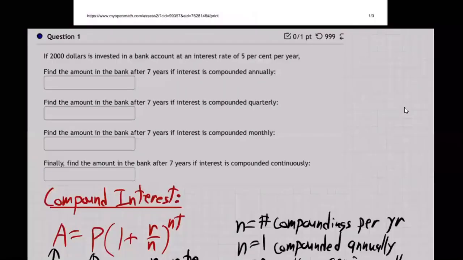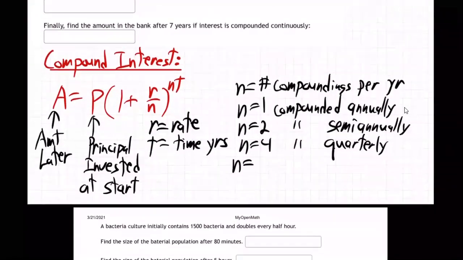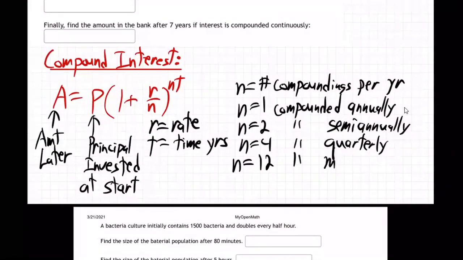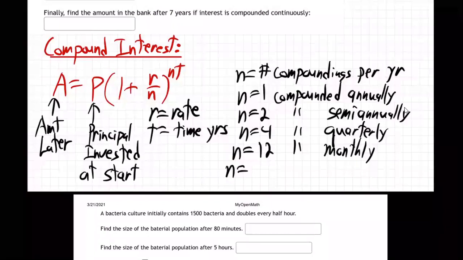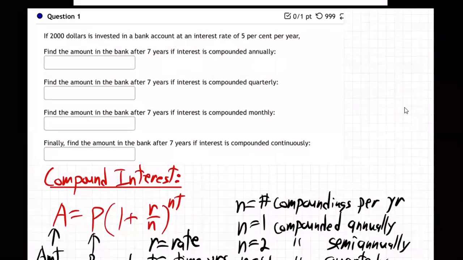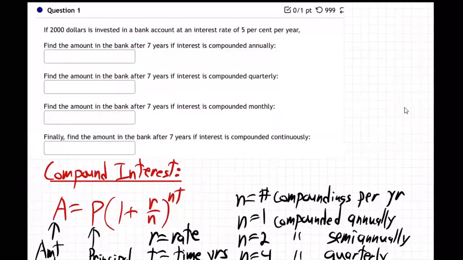n equals, what else do they say? Oh, monthly. Yeah, 12 if they say compounded monthly. I guess if they said daily, we would do 360 or 365. They would tell us on the problem. I'll just leave it at that. So n changes depending on how often the money is being compounded. Okay, so let's use that formula then. And then the last one, continuous, that has a special formula. I'll show you that here at the end. Let's go back up here now.